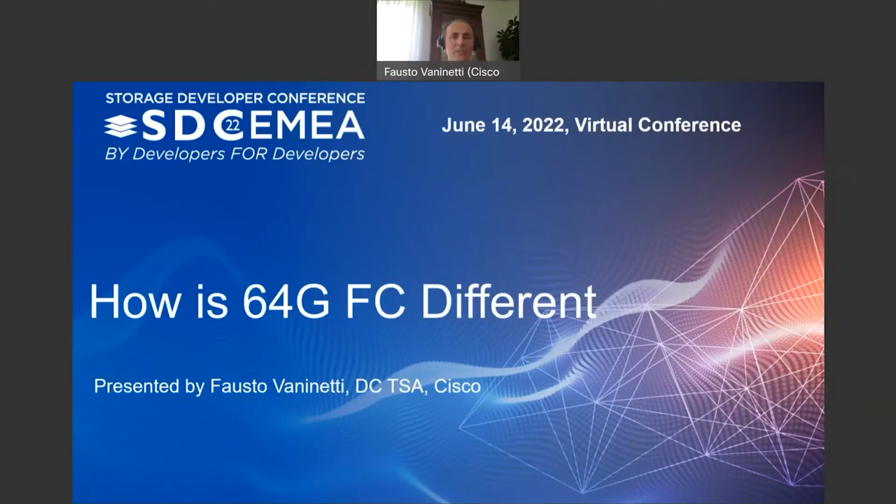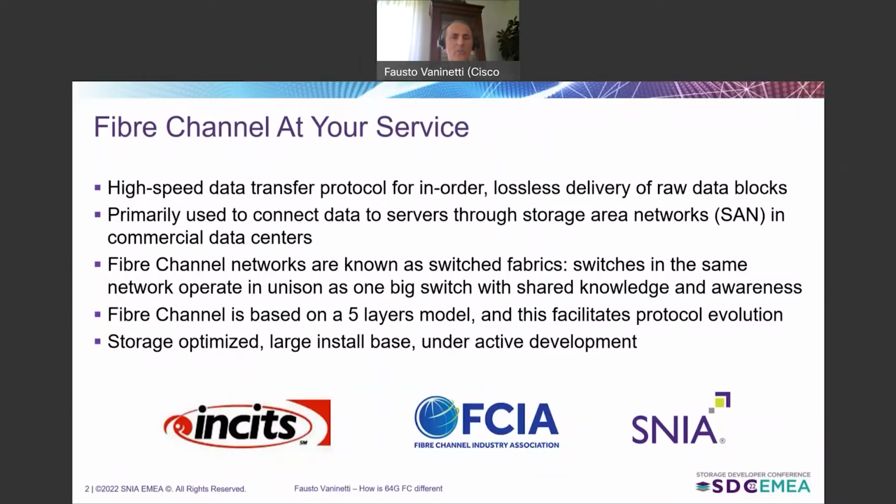In today's session, I will talk to you about 64 gig Fibre Channel and how it is different from previous implementations of the Fibre Channel technology. So let's get started. Fibre Channel, as you know, is a high-speed data transfer protocol providing in-order and lossless delivery of raw data blocks. It is obviously primarily used to connect data to servers through storage area networks within typical enterprise and public sector data centers.